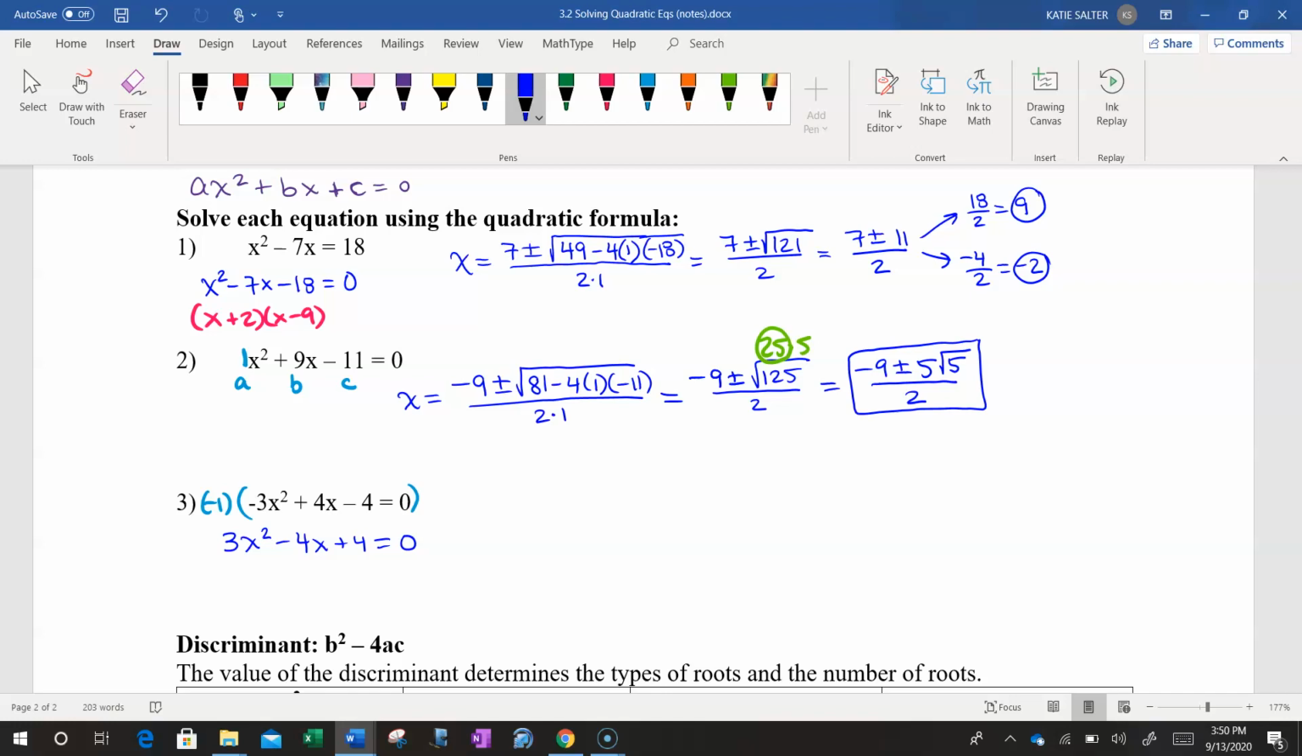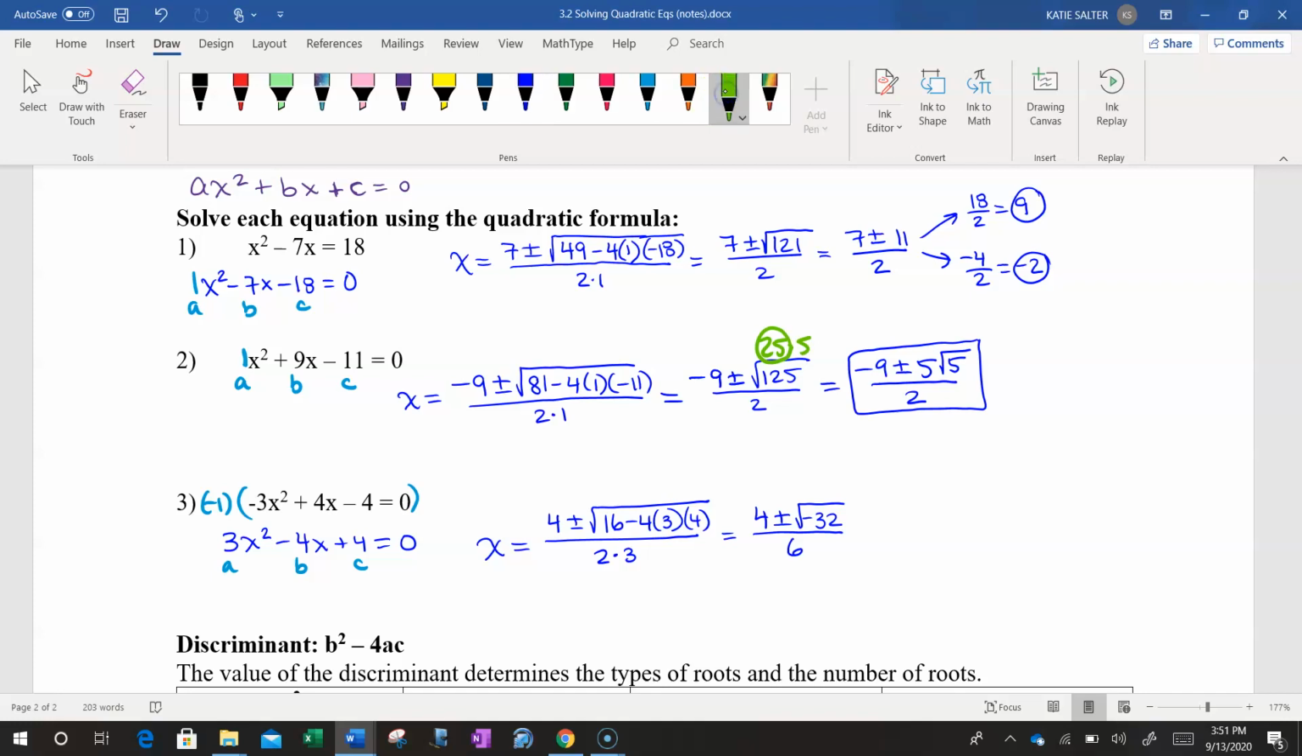Pause now. If we've set this correctly, we should get down to 4 plus or minus the square root of negative 32 all over 6. Again, 32 is not a perfect square. Also, we have a negative in this one. So we want to find the largest perfect square that goes into 32. And y'all got to know these perfect squares: 1, 4, 9, 16, 25, 36, 49, and so on. So the largest perfect square that goes into there would be 16. So I'm going to say negative 16 times 2.